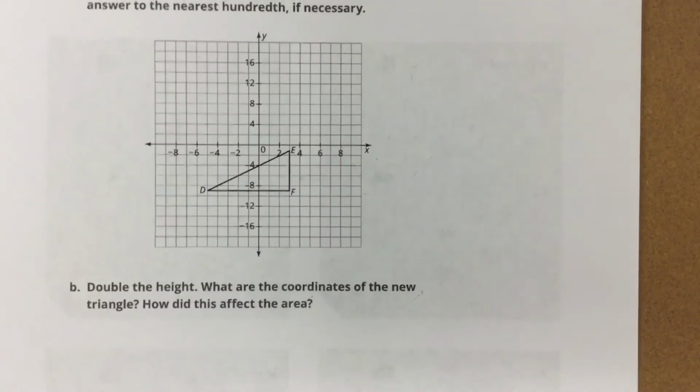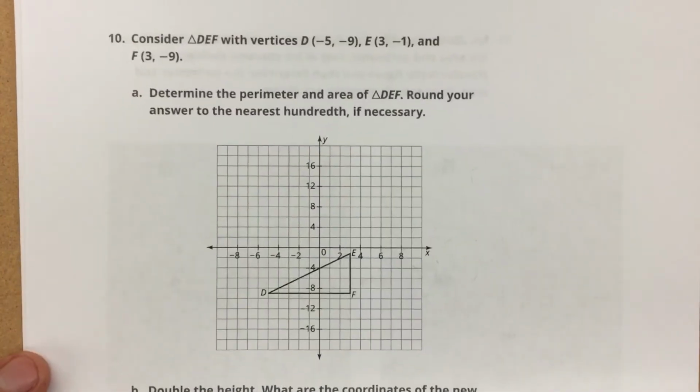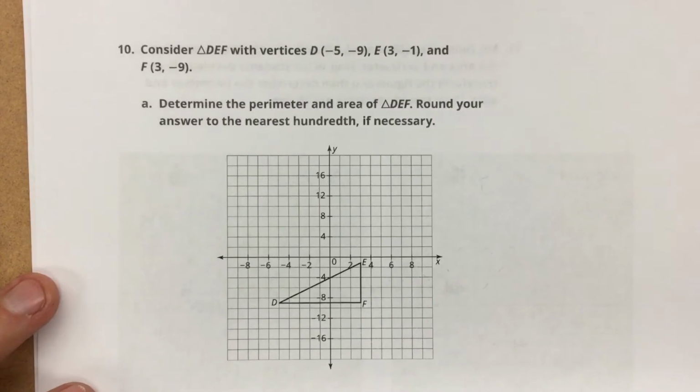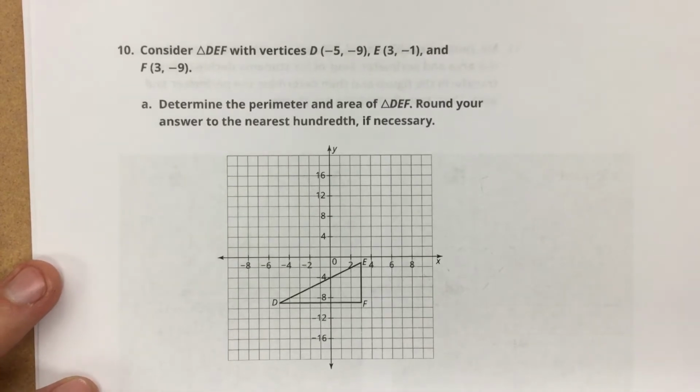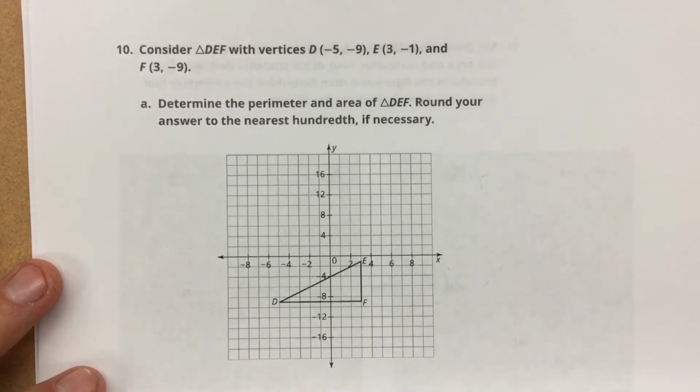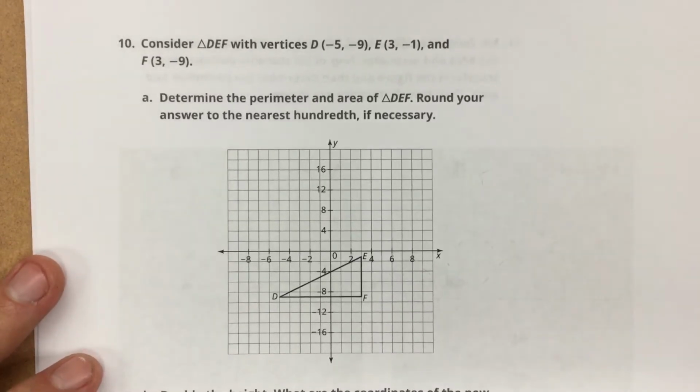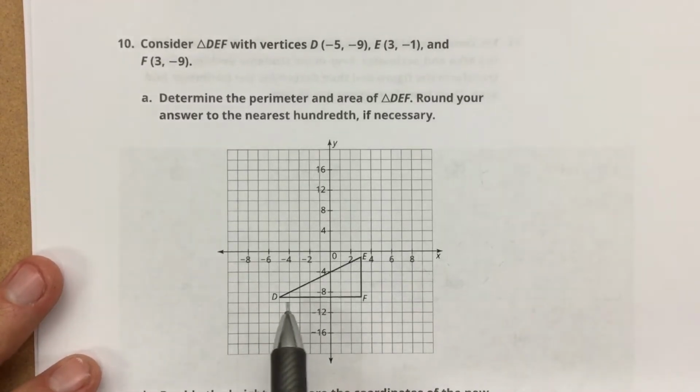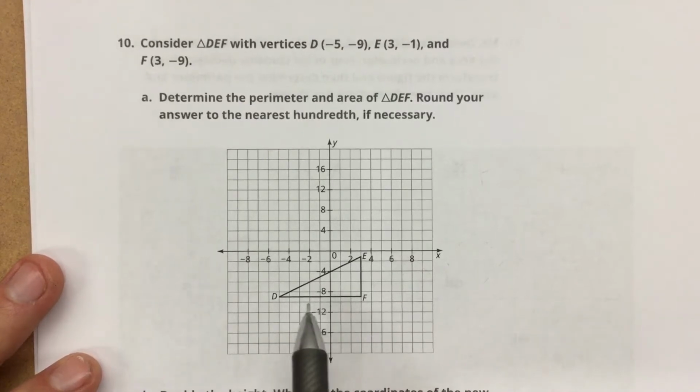Now we are looking at number 10. Consider triangle DEF with these vertices. Determine the perimeter and area of DEF. Round your answer to the nearest hundredth if necessary. Okay, so one thing that I said earlier, a perimeter is the sum, or if we add up all of our side lengths, that is our perimeter.